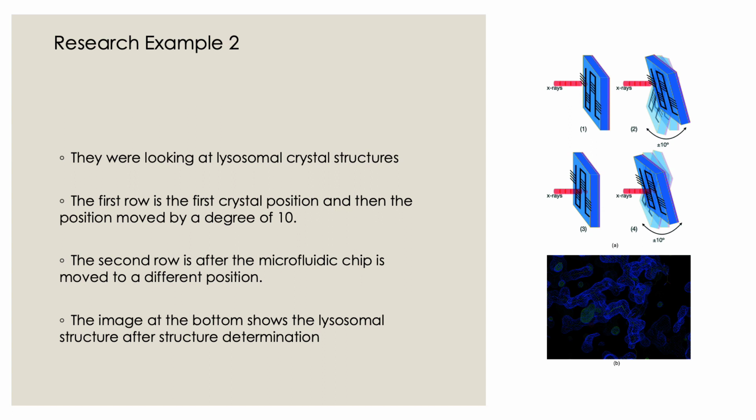In the first row is the first crystal position, and then the position is moved by a degree of 10. The second row is after the microfluidic chip is moved to a different position. So it's the same experiment before and after the microfluidic chip was moved. The image at the bottom shows a lysosomal structure after structure determination. That's how it's seen after they've looked at the diffraction pattern and created this image.